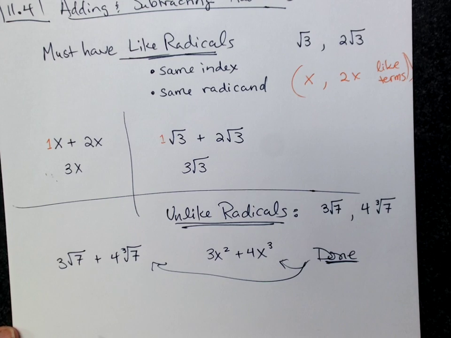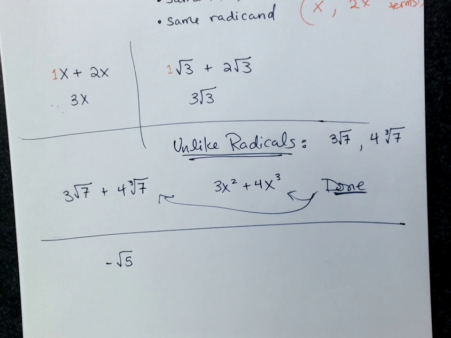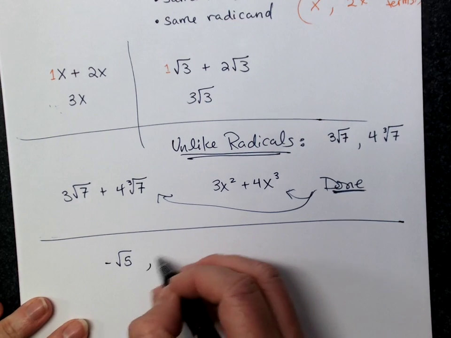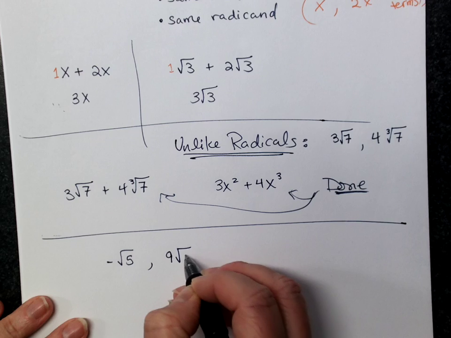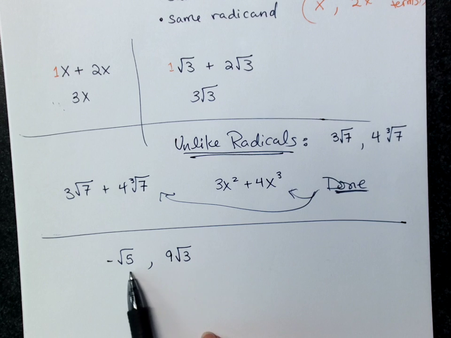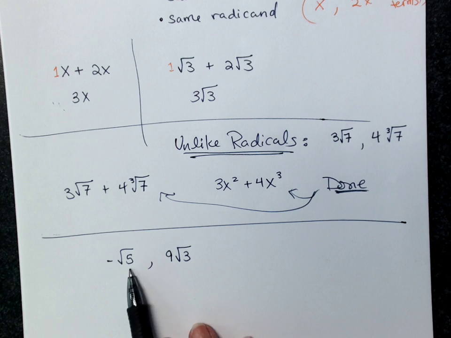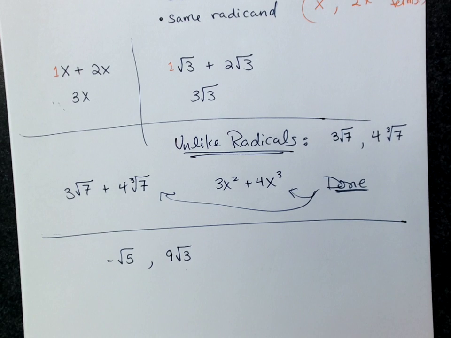Another example of unlike radicals would be, say, negative square root of 5, which of course has a coefficient of negative 1, right? You have to do the math with it. But the radical itself is square root of 5, and then we've got 9 square root of 3. These are both square roots. They have the same index, but they have different radicands. What the coefficients are is meaningless. If you have like radicals, you just combine the coefficients, whatever they are. They don't have to match, but the radicals do. Okay with that?